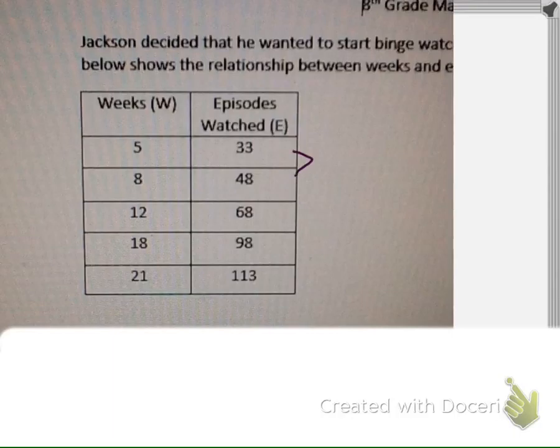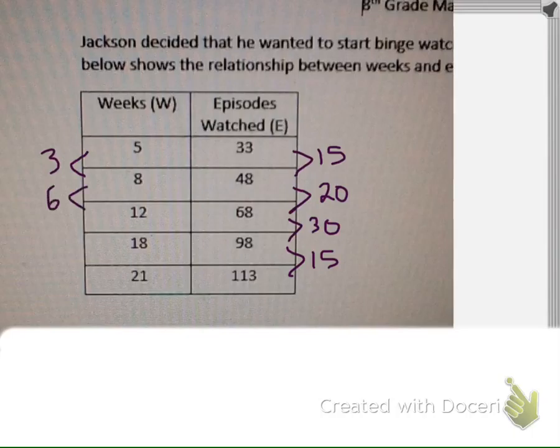Now, a lot of you keep messing up just on finding the difference between these numbers. I do the bottom number minus the top number. 48 minus 33 is 15. And then 68 minus 48 is 20. 98 minus 68 is 30. And 113 minus 98 is 15. Now on my X side, or the W side, I have 3, 4, then 6, and 3.